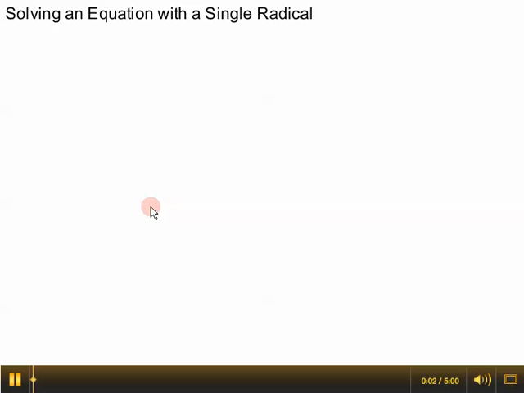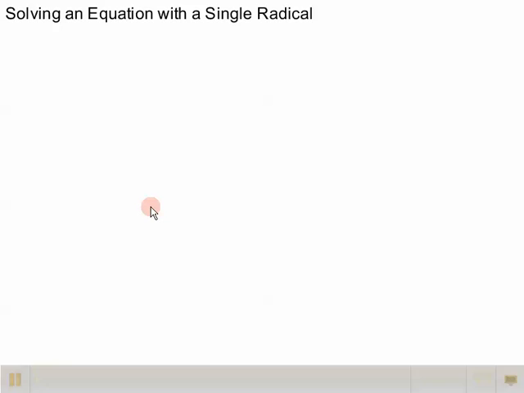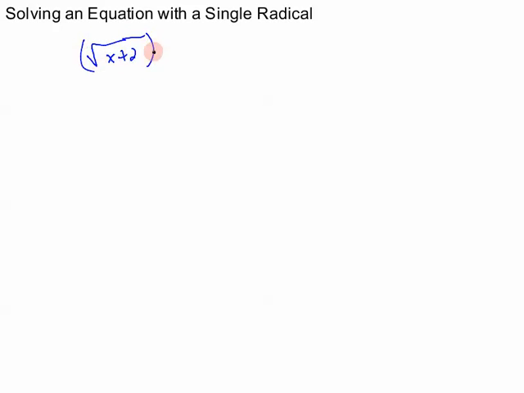Okay, so when you solve an equation with a radical, your goal is to get rid of the radical. And so I just want to point out a couple properties. If you have the square root of, say, x plus 2 and you square it, then you get x plus 2. In other words, the square undoes the square root. If you have the cube root of x plus 2 and you raise that to the third power, it undoes the cube root, giving you x plus 2 as well.